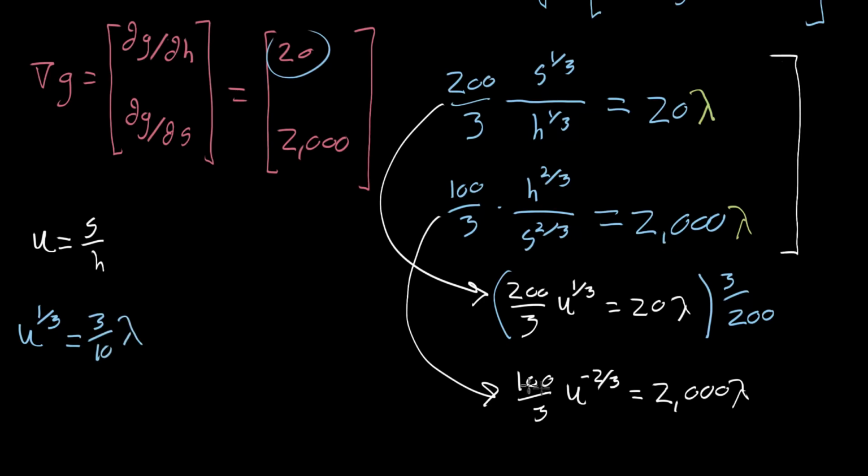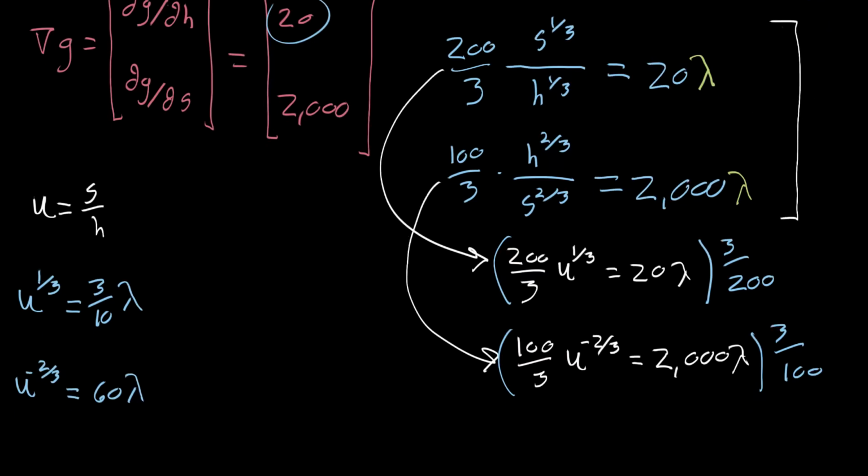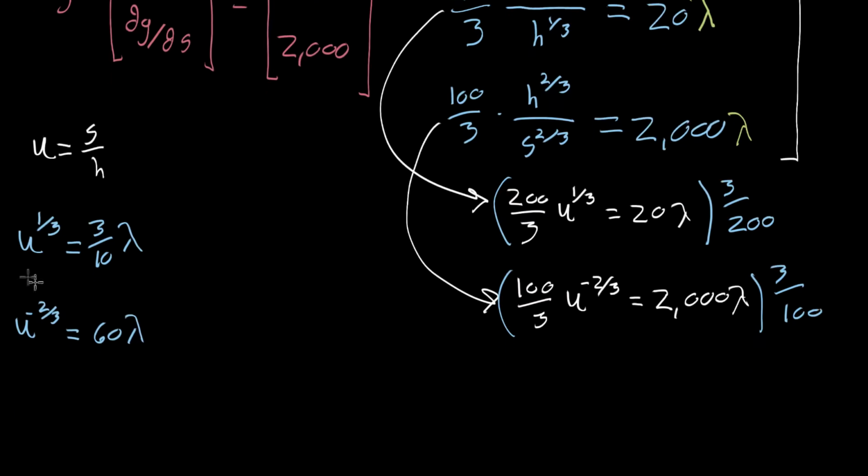And then similarly over here, I'm going to take this whole equation and multiply it by 3 over 100. And what that's going to leave me with is that U to the negative 2/3 is equal to, let's see, this 2,000 when we divide by 100 becomes 20, and that 20 times 3 is 60. So that'll be 60 times lambda. All right, so now I want a way to simplify each of these. And what I notice is they look pretty similar on each side. It's something related to U equal to lambda.